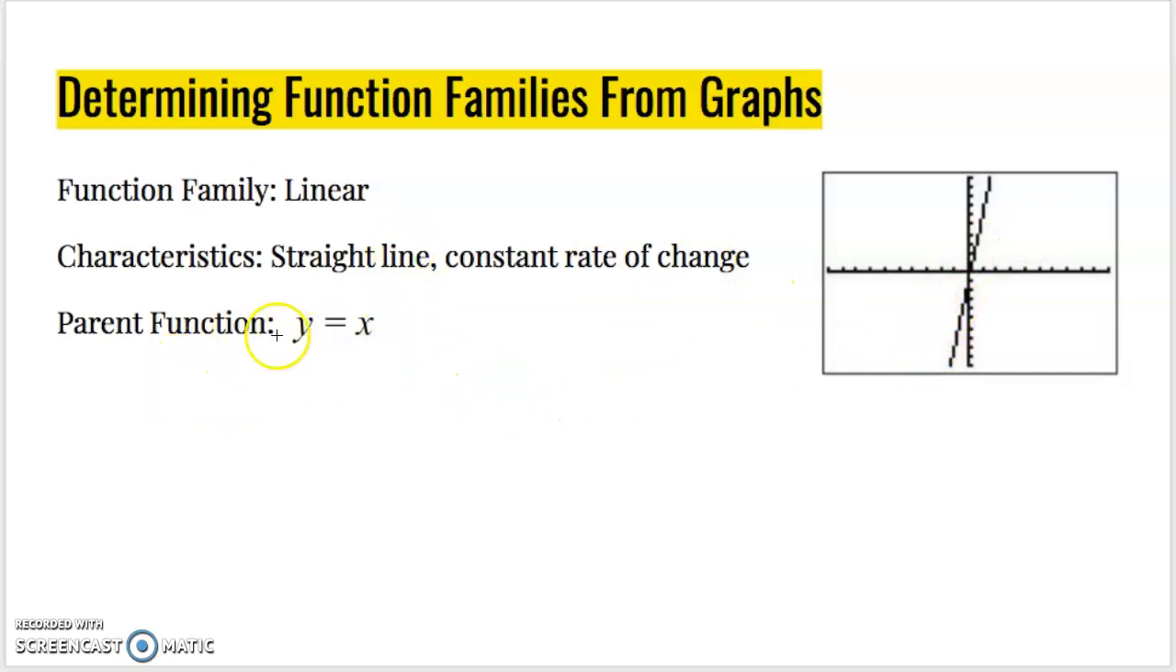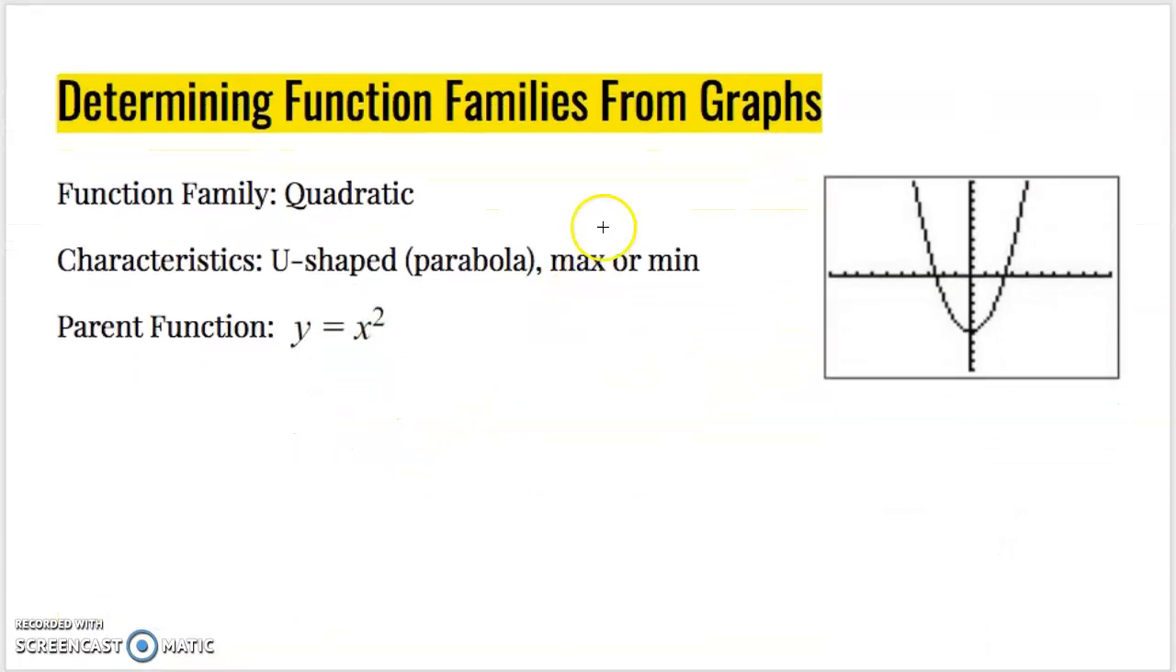And then a parent function is just the most basic form of the function family. So this is the most basic linear function you can get. It's just a regular y equals x. A lot of times we'll have students put y equals mx plus b, which is what you learn for slope-intercept form, but this is still the most basic version of a linear equation. So when I ask you for the parent function of a linear function family, this is what I want you to write down.